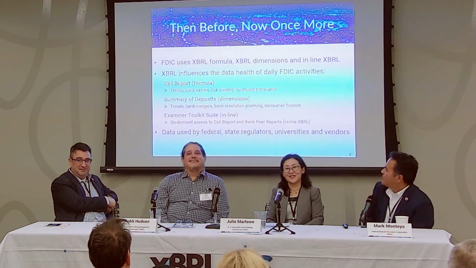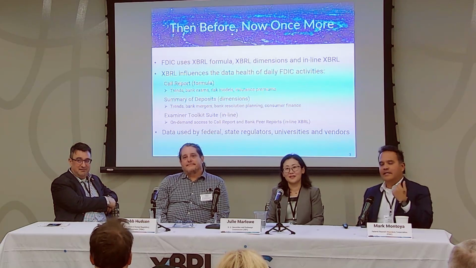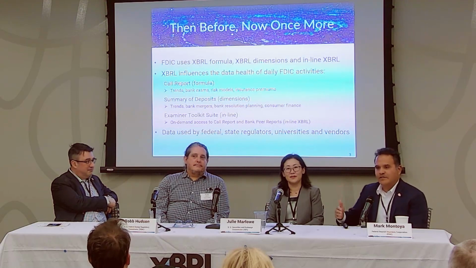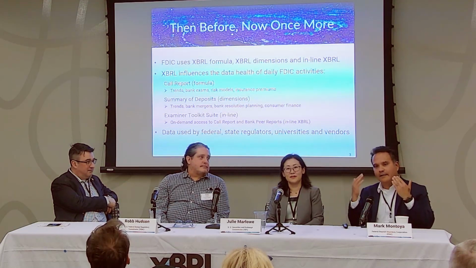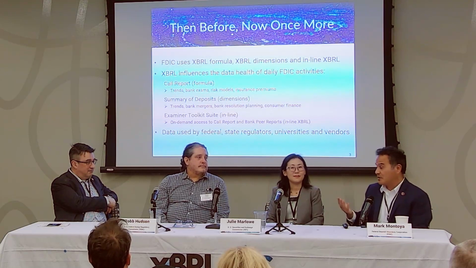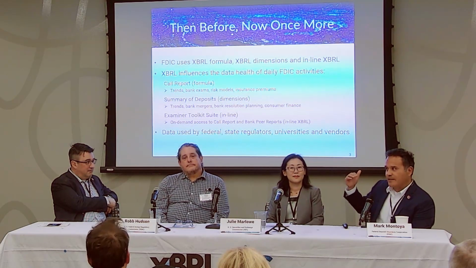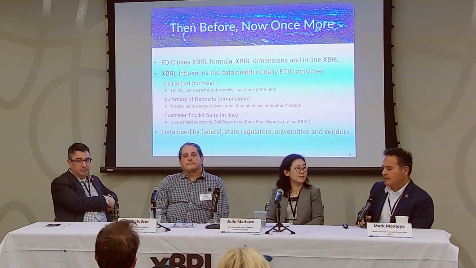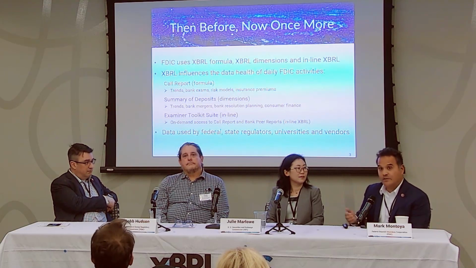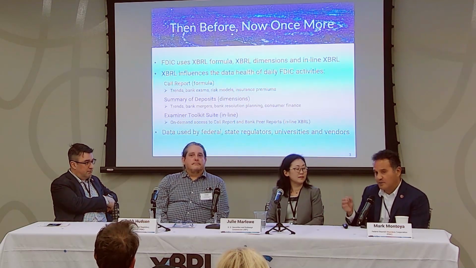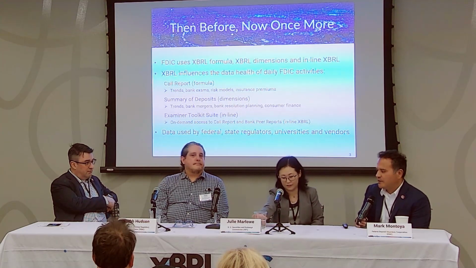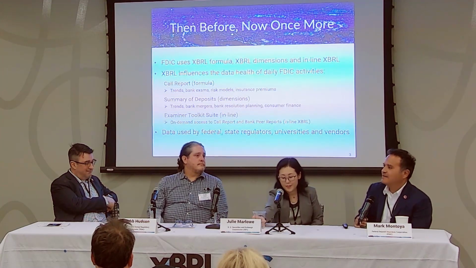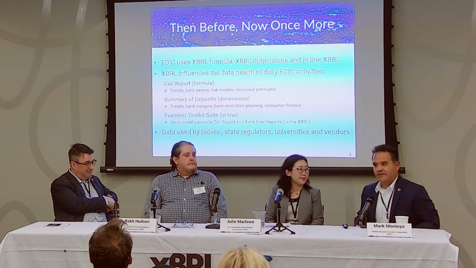Next, FDIC uses XBRL formula, XBRL dimensions, and inline XBRL. XBRL actually influences what I call data health, which is essentially data quality. It affects the data health of FDIC business processes. Here are examples of the XBRL we use for these collections. I don't know if anybody is familiar with the financial call report. It's a financial report we collect from all the financial institutions in the U.S., some of them with domestic and foreign offices. When the project first went live, there were about 8,100 banks. Now, fortunately, it's about 4,700 because they're merging out of existence. It's just the nature of the business we're in now.